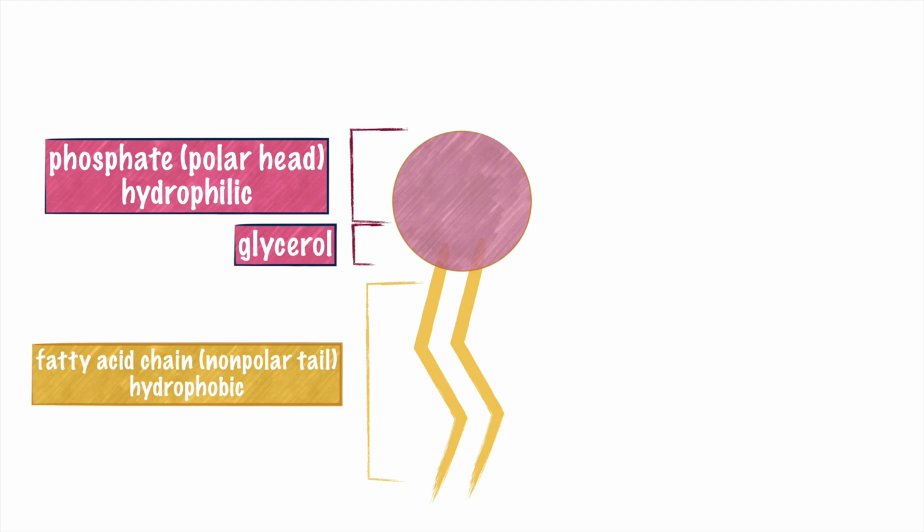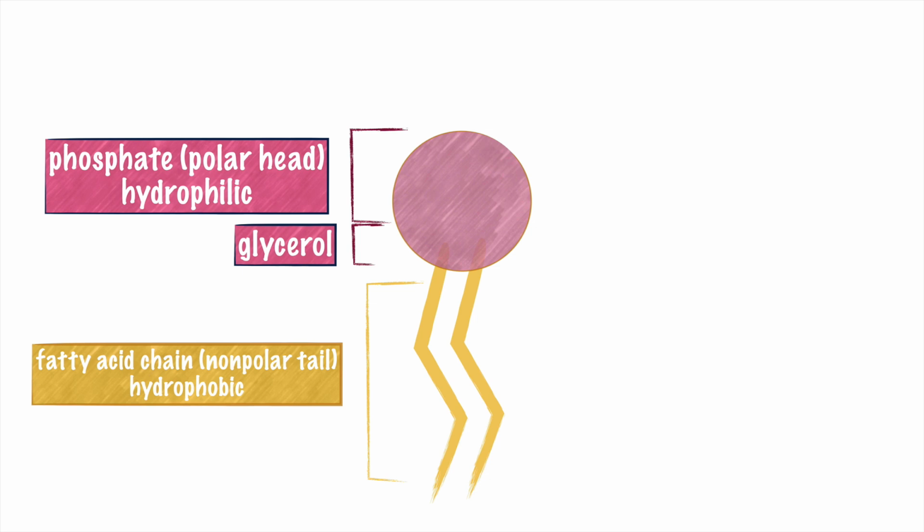In this video, we were taking a look at the phospholipid. This is one component that makes up the phospholipid bilayer, or the cell membrane. And there's two basic parts. You're looking at the phosphate polar head, which is hydrophilic, which means it is attracted to water.